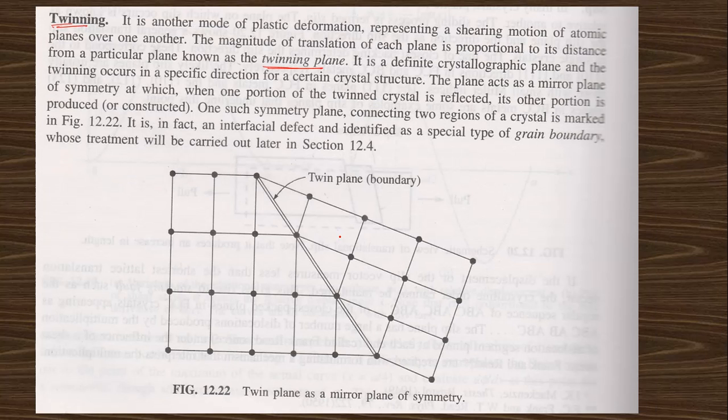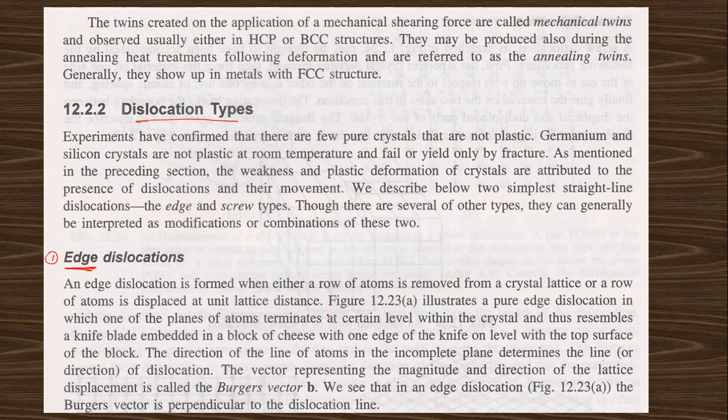Okay, and this is the twinning. When these two types of plane, this is one type of plane and this is the second type of plane, are in line, this is called the twin plane. This is twinning. These two planes have a common plane, that is why this is twinning.